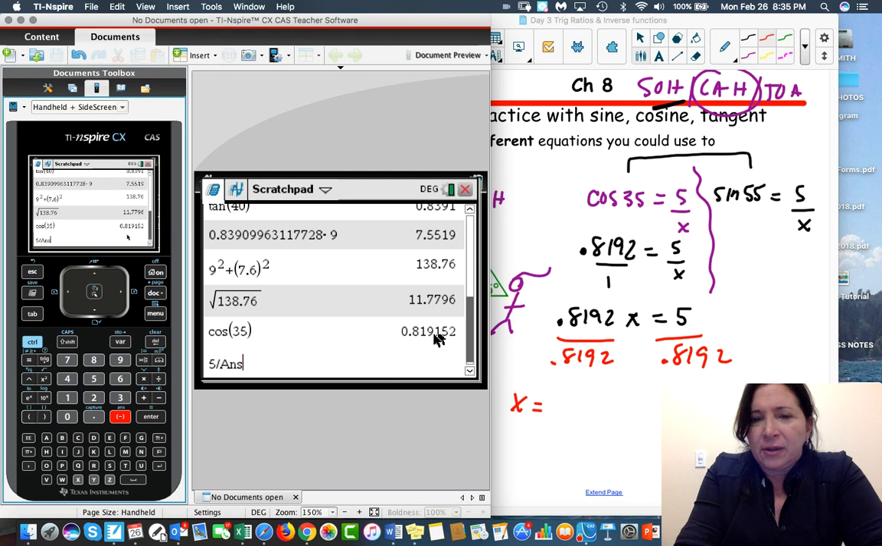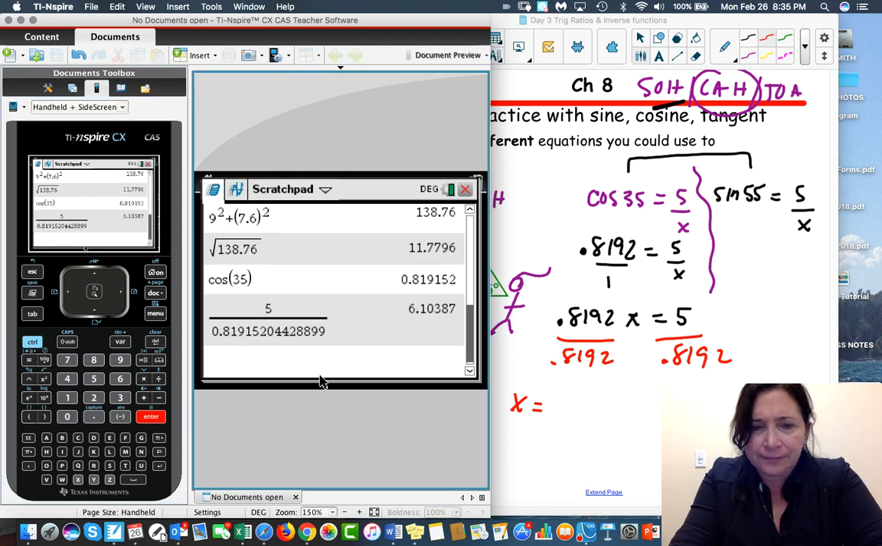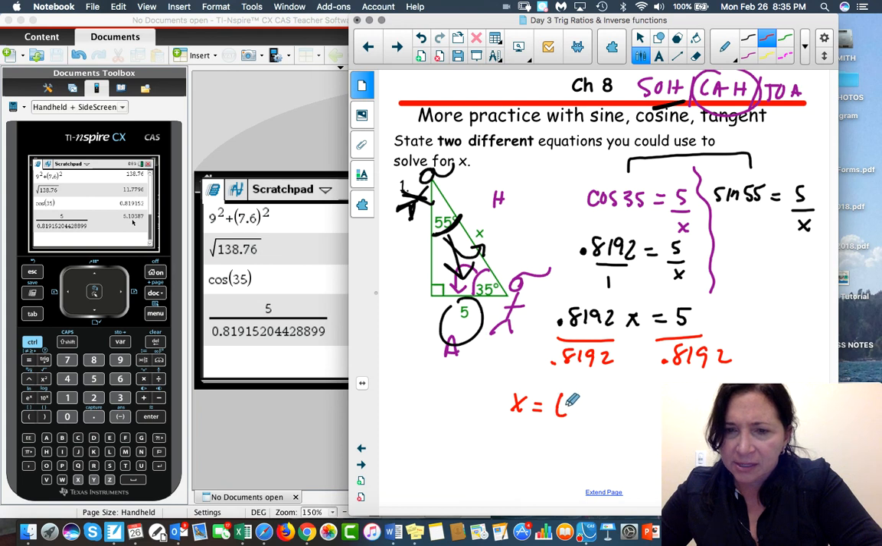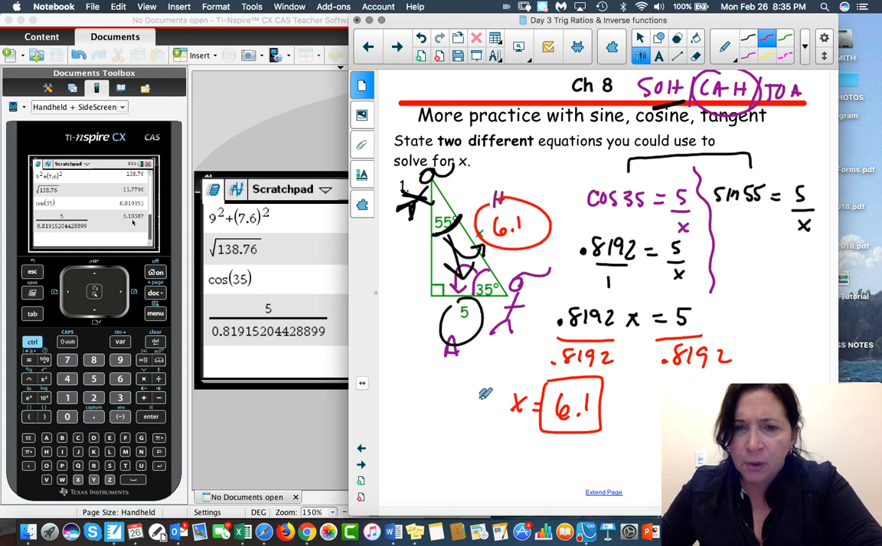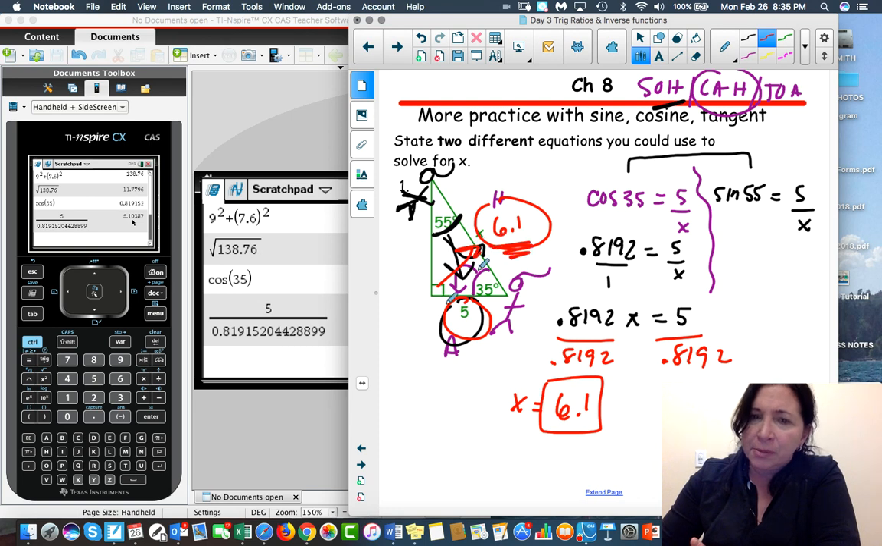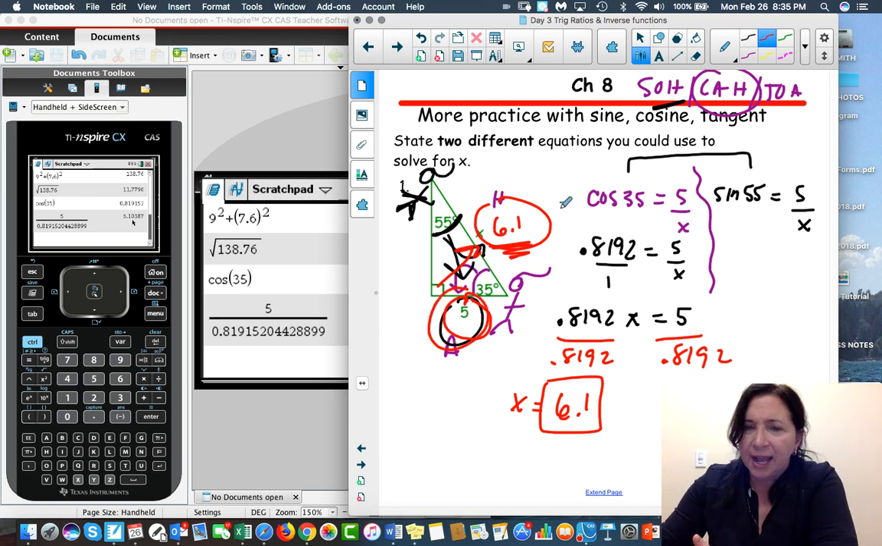Let's say I don't want to retype that; I just want to write answer. That's what I would do. And so 5 divided by that is 6.1. So x is about 6.1. All right, there you go. Let's give it a test, because it has to be the biggest side. If across from the 55 degrees is 5, then across from the 90 better be bigger than across from the 55, because that has to be the biggest side.